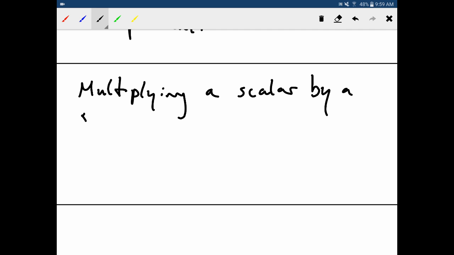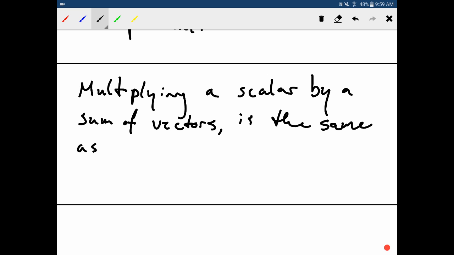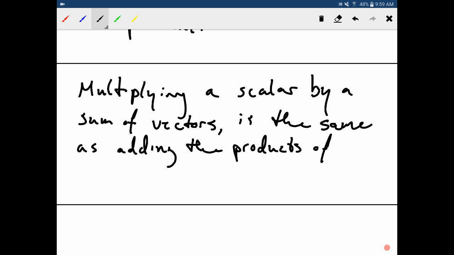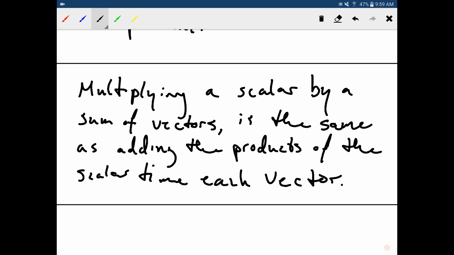So in words. This is where they get tricky to write in words, but multiplying a scalar by a sum of vectors is the same as adding the products of the scalar times each vector. Okay?